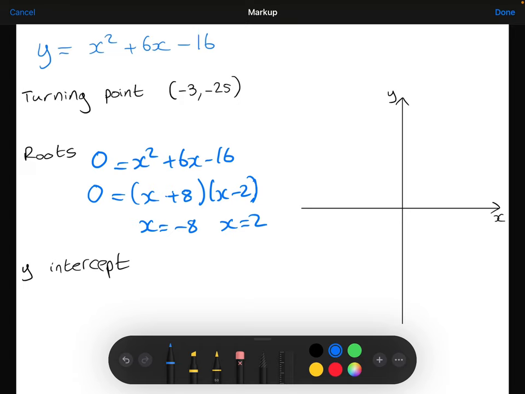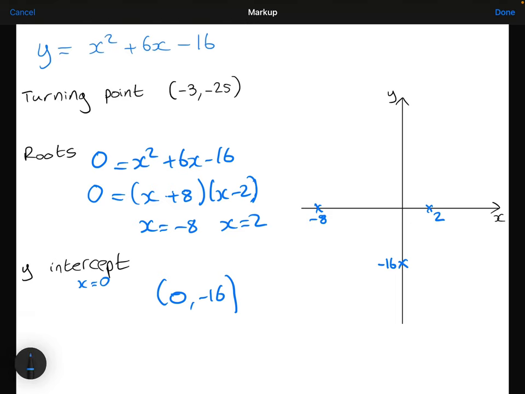The other thing that I'd like to know here is the y-intercept. The y-intercept is where x is 0. So if I put 0 here and here, I find that it will intercept on the y-axis at minus 16. Now, with all of this information, I can draw a little sketch now. It intercepts on the y-axis at 0, minus 16, so roughly here. Its roots are at minus 8 and positive 2. The turning point was at minus 3, minus 25, which is roughly here.